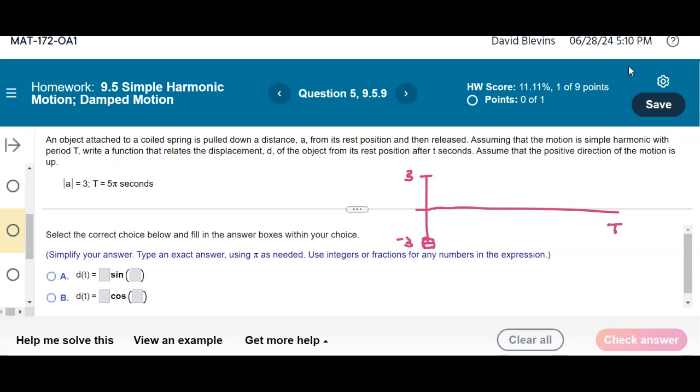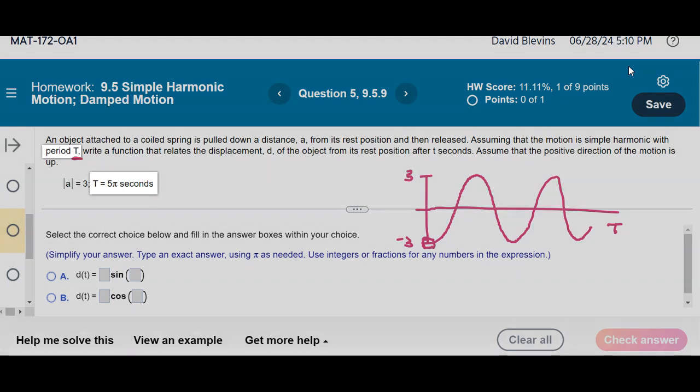It's pulled down and then released, so it's going to start going back up, come back down, and keep doing this over and over. That's simple harmonic motion. For it to get all the way back to where it started, that's the period, it's 5 pi seconds. So it started down here, and it gets back there at 5 pi seconds. That's the full period, and the amplitude's -3.